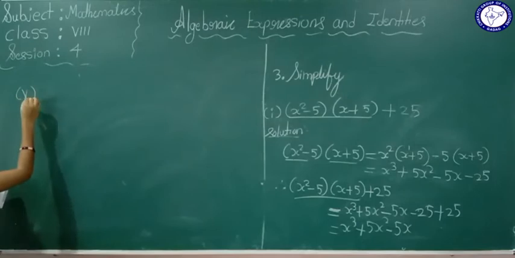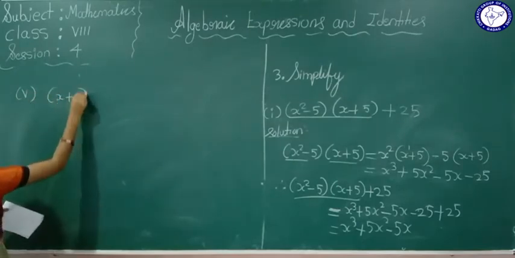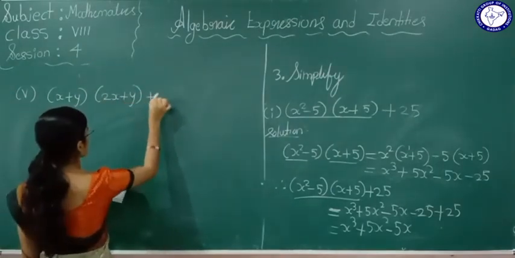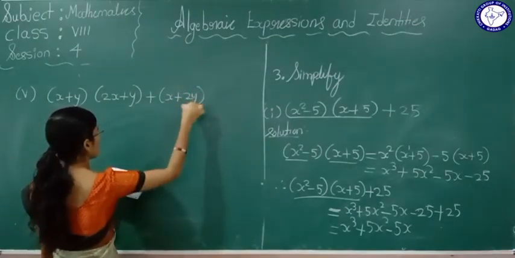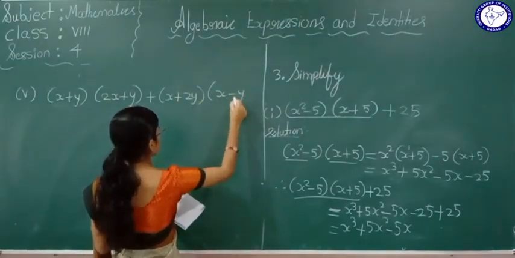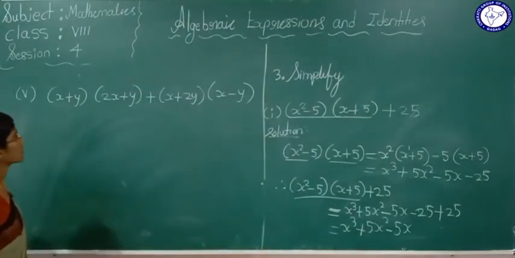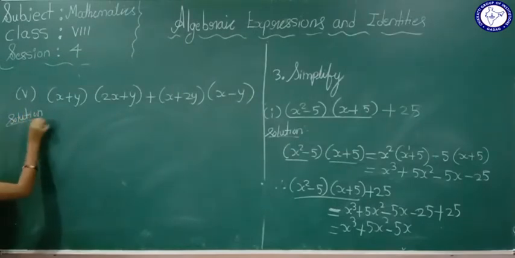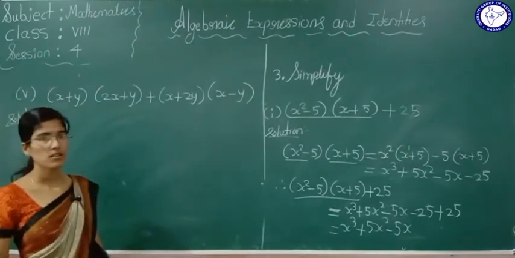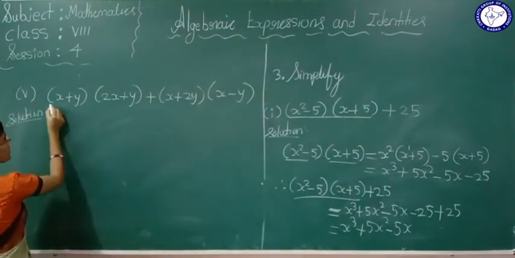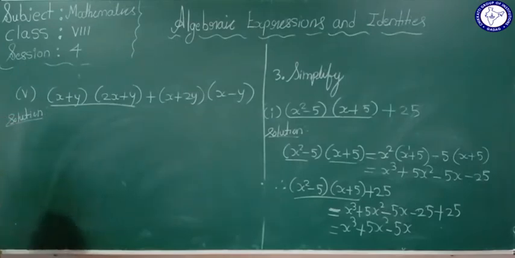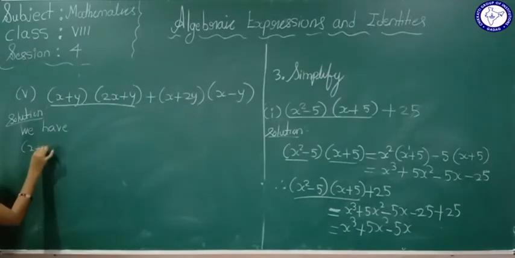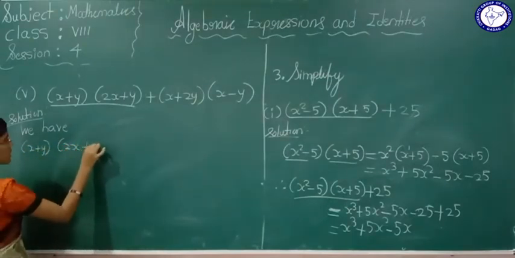Say third one, fifth main, you see: x plus y multiplied by 2x plus y, plus x plus 2y multiplied by x minus y. Okay, now see here we have to simplify this. See solution. Now see here, they told to simplify. First we will simplify this part. Okay, we have x plus y multiplied by 2x plus y.